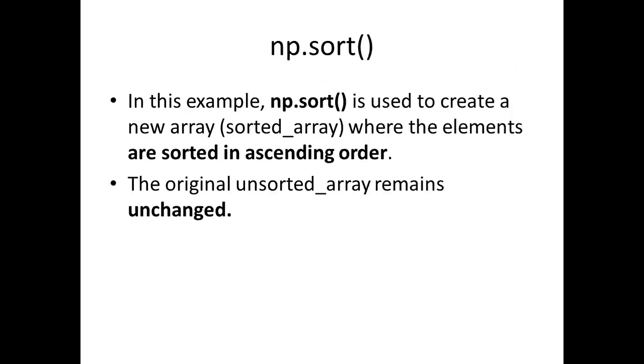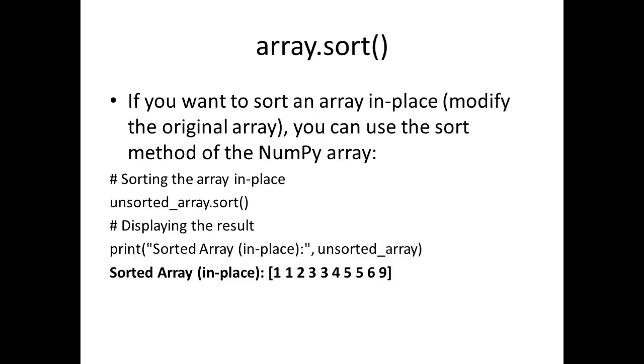So the sort function is used to create a new array where the elements are sorted in ascending order. The original unsorted elements remain unchanged. This is the difference. So when you are using np.sort, you create a new array, sorted in ascending order. Okay, but the original array will not be changed. So it contains the original values.